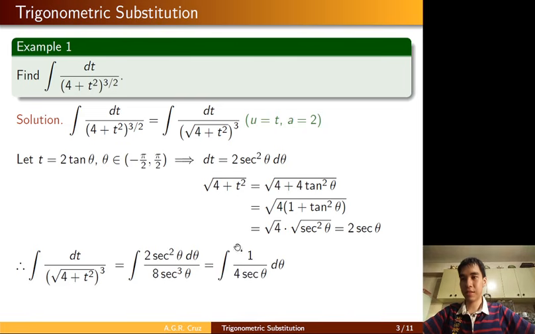You have 2 over 8, which is 1/4, and then times secant theta all raised to the power negative 1. That's 1 over secant theta. Okay? And then si 1/4 labas natin. And then what's 1 over secant theta? Remember, secant is the reciprocal of cosine, no? So 1 over secant theta, that should just give you cosine theta. Okay? You have 1/4 times the antiderivative of cosine theta d theta.